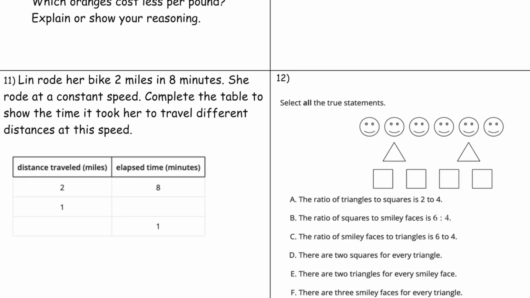Okay, we're almost there. We're going to finish this table. Lynn rode her bike 2 miles in 8 minutes. Complete the table for different answers. So 2, I know 2 divided by 2 gives me 1. So I'm going to divide 8 by 2. 8 divided by 2 is 4. Now I have to think 4 divided by 4 gives me 1. So I'm going to divide 1 by 4.